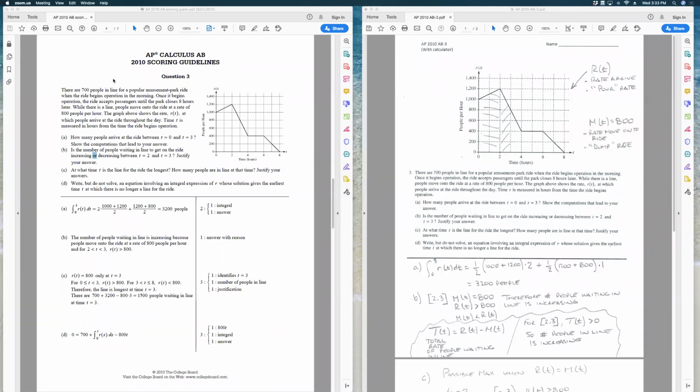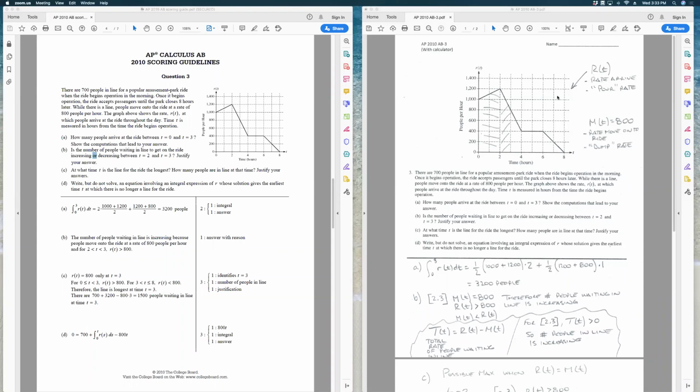So this is the amusement park ride. We're 700 people in line waiting for a popular amusement park ride. The ride begins operation in the morning. Once it begins operation, the ride accepts passengers until the park closes 8 hours later. While there's a line, people move onto the ride at a rate of 800 people per hour, and the graph above shows the rate R of t at which people arrive at the ride throughout the day. Time t is measured in hours from the time the ride begins.